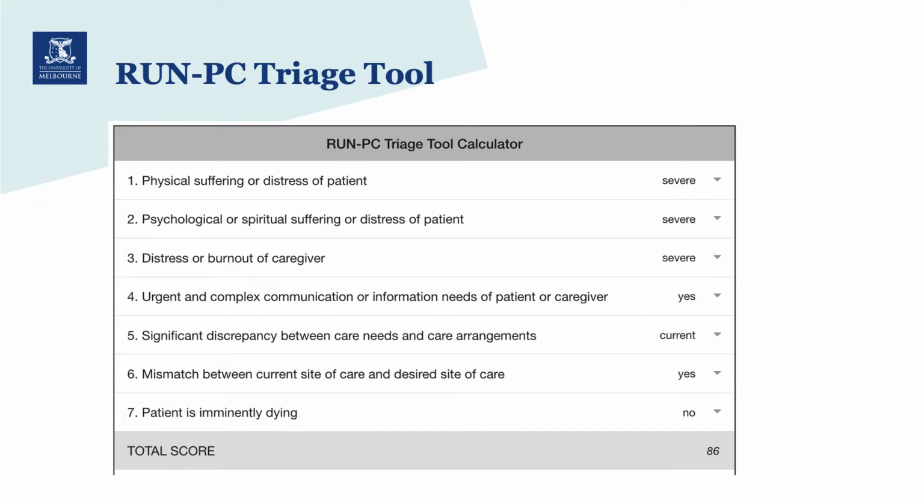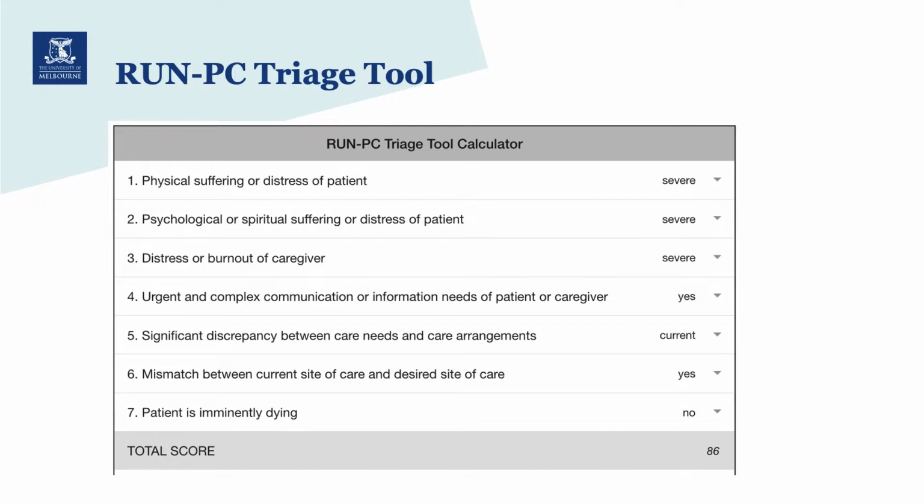They don't have access to subcutaneous medications. There's not the staffing overnight. He's deteriorating and becoming less stable. He is unstable. And there's a mismatch between his current side of care and desired side of care. He's very distressed about remaining at the residential care facility.